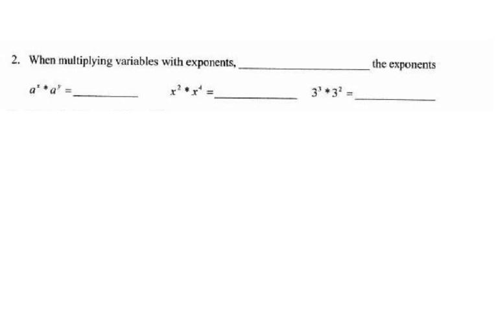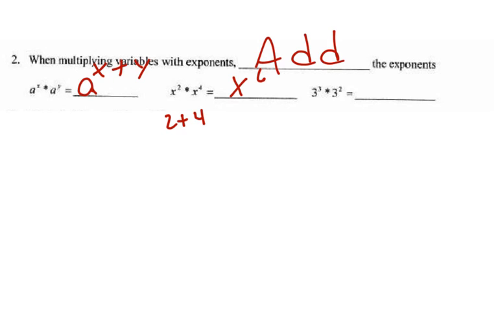The next law of exponents is that when you're multiplying variables with exponents, you will add the exponents. So if you have a to the x times a to the y, that becomes a to the x plus y. If you have x squared times x to the fourth, you're going to say 2 plus 4, so you get x to the sixth. If you have 3 to the third times 3 squared, you're going to say 3 plus 2, so that's 3 to the fifth. So when you're multiplying variables with exponents, you add the exponents.